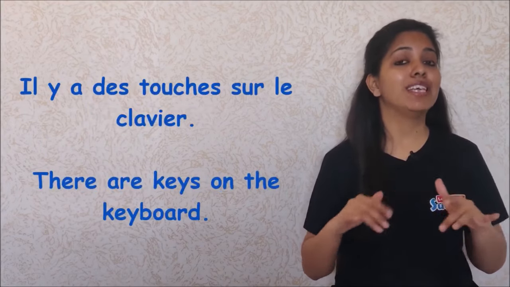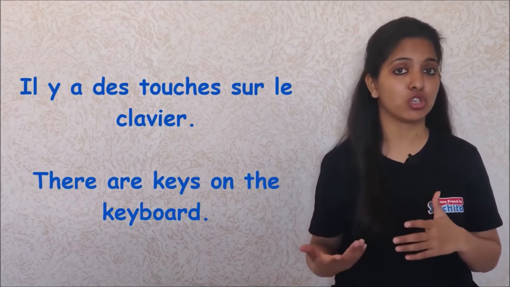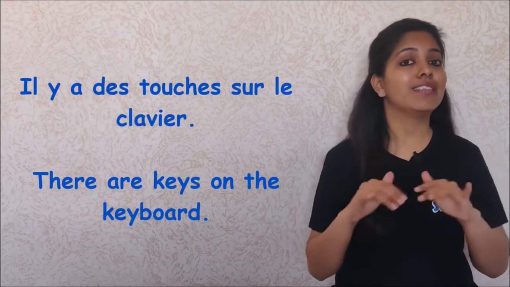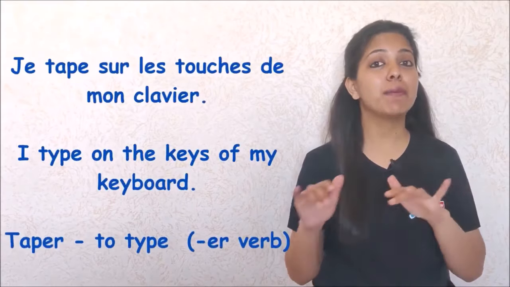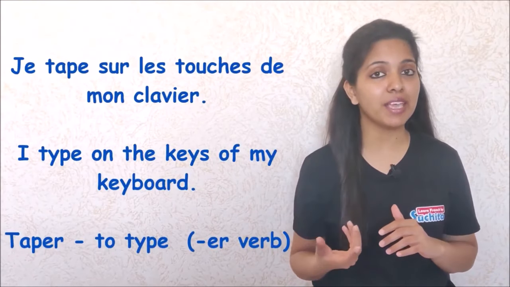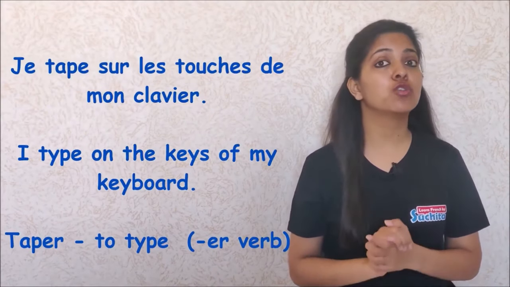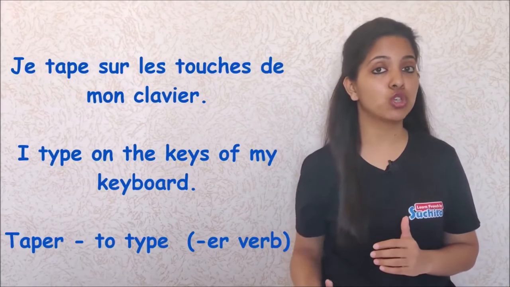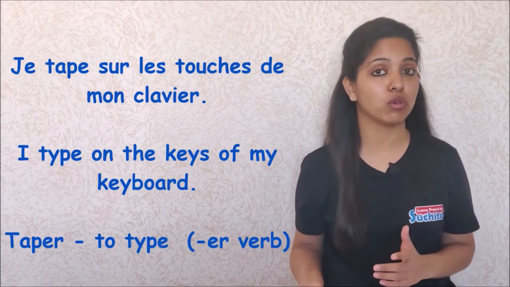Maintenant, il y a des touches sur le clavier. Touche, which means the keys. There are keys on the keyboard. Exemple, je tape. Le verbe c'est taper. Je tape sur les touches de mon clavier, which means I type on the keys of the keyboard.